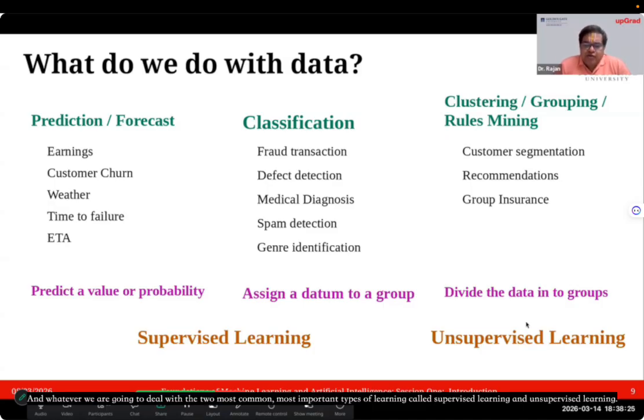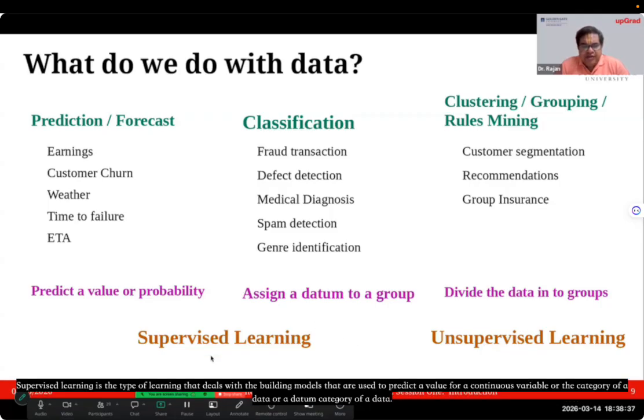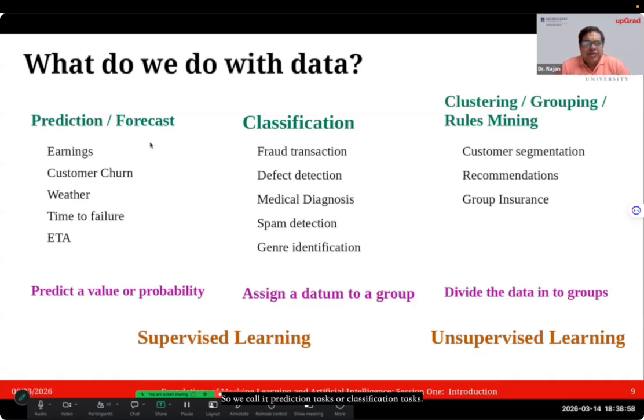Okay. We are going to deal with the two most common, most important types of learning, called supervised learning and unsupervised learning. Supervised learning is the type of learning that deals with building models that are used to predict a value for a continuous variable or the category of a datum. Okay, so we call it prediction tasks or classification tasks. These two fall under the broad category of supervised learning.